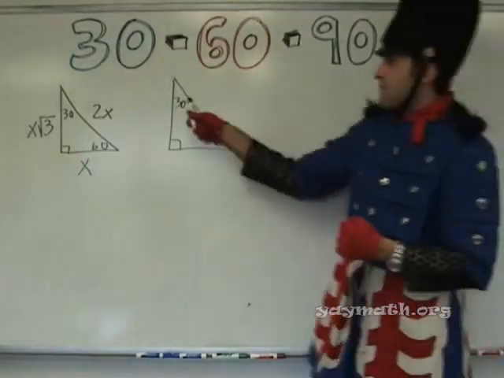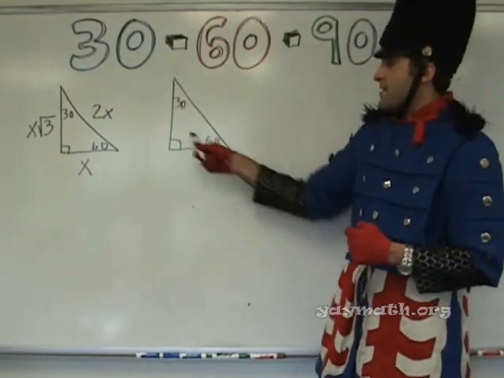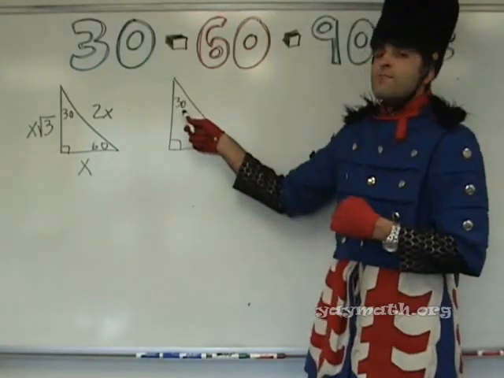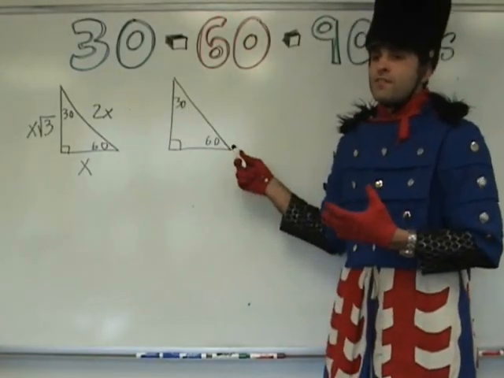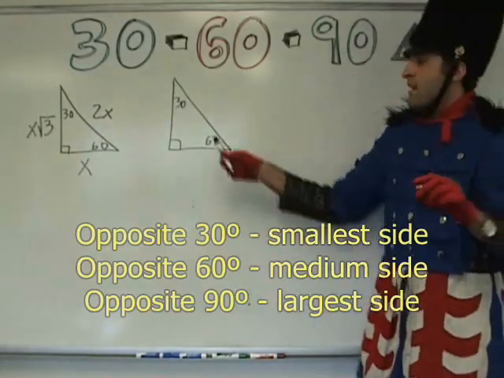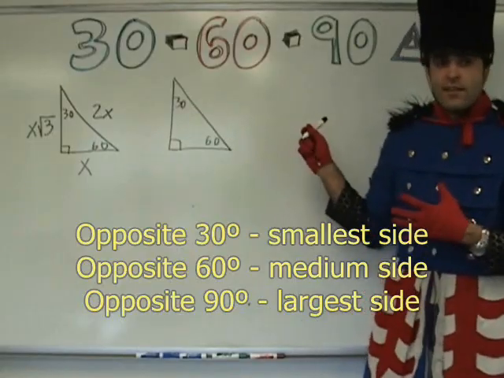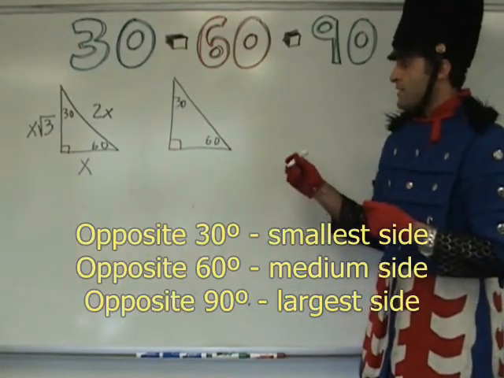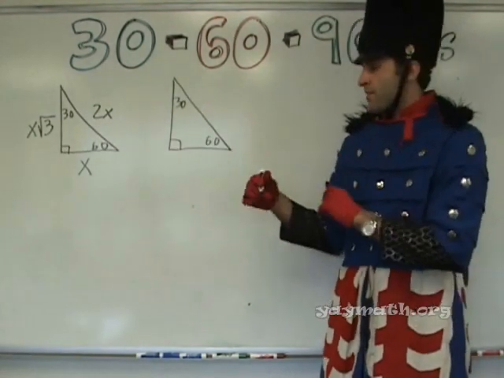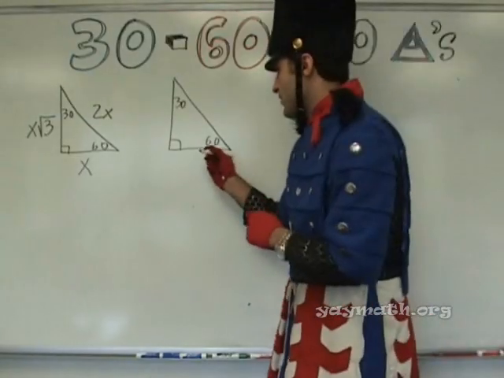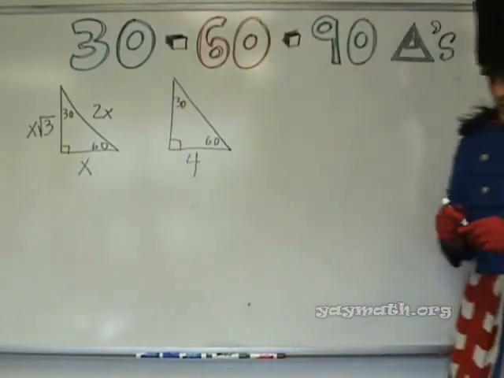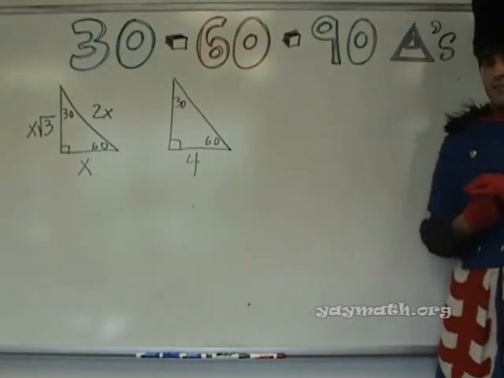First, we need to establish the sides. The side opposite the 30 is this side. The side opposite the 60 is this side. The side opposite the 90 is this. Since the 30 angle is the smallest angle, the side opposite it will be the smallest side. The side opposite the 60 you can call medium, and the side opposite the 90 is the largest. The 30 side is the basis, the starting point for this entire triangle. Let's pick a number like 4: the side opposite 30 is 4.